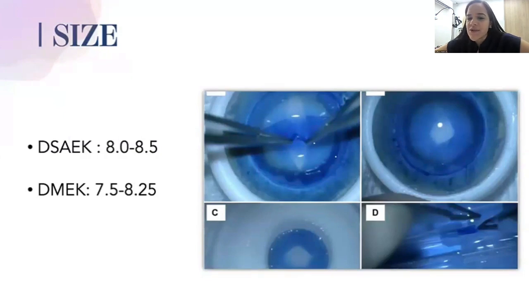Also very important is that the choice of graft size depends on various factors, including the patient's specific condition and the surgeon's preference. In my school, they taught me that some surgeons always use size 8, but you can also measure the cornea vertically and horizontally, and depending on that, you can choose which size of graft you're going to use.